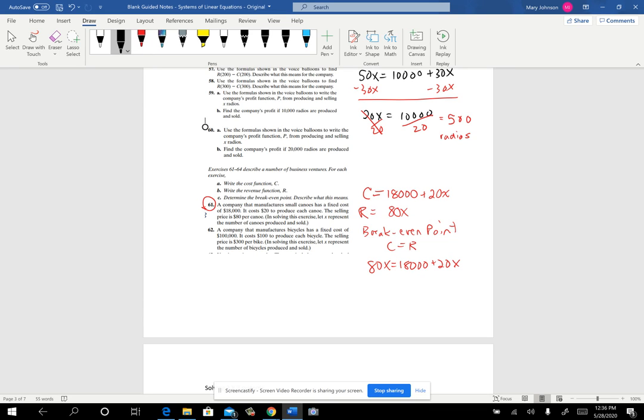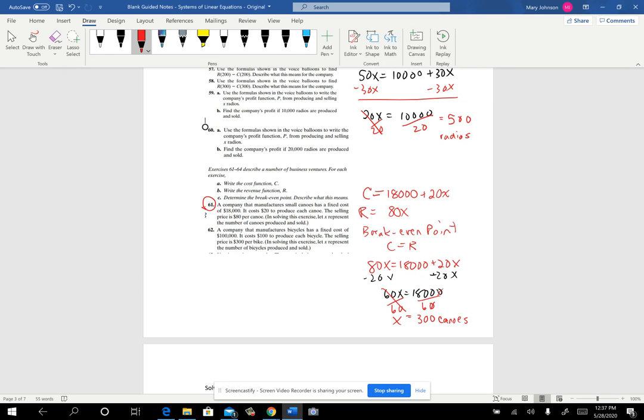And then we're back to that example from before. I could take away 20x, and I'd get 60x equals 18,000, and I need to divide by 60. So that's going to knock off the 0. 6 will go in there. Looks like 300 times. So I'd need to make and sell 300 canoes to break even. My goal, of course, would be to make money, so I'd want to sell more than 300 canoes to make some profit. So cost and revenue is one example.